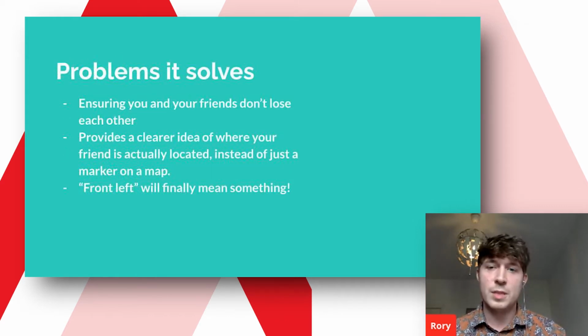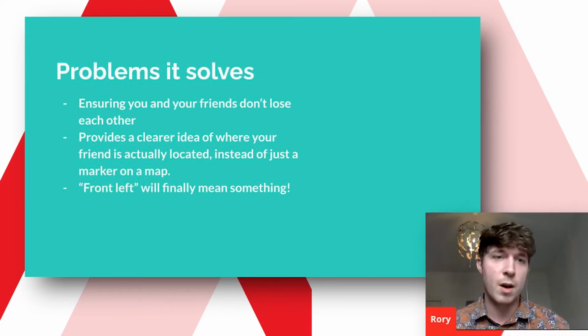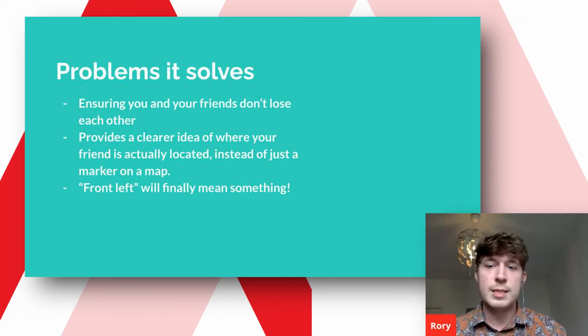The problem it solves is ensuring you and your friends can find each other should you or they get lost. In particular, the AR functionality helps users better visualize exactly where people are located, as opposed to just seeing a marker on a map. This app now gives meaning to when friends say they are at front left or by the burger stand, when dozens exist at a festival, for example. Now you can see exactly where they say they are. Next up, Anisha will talk you through a demo of our app.